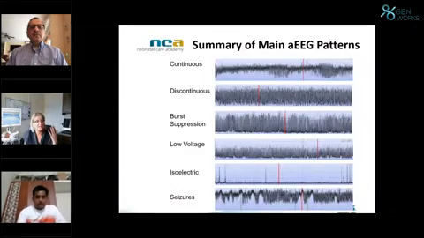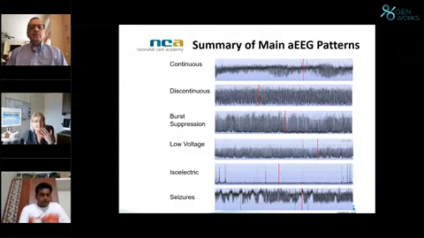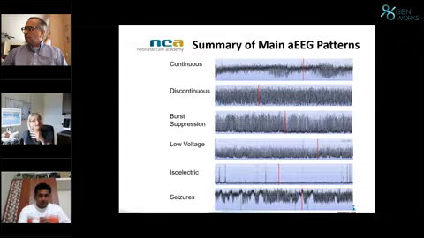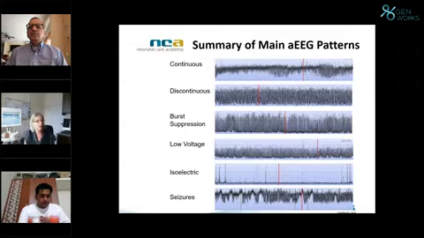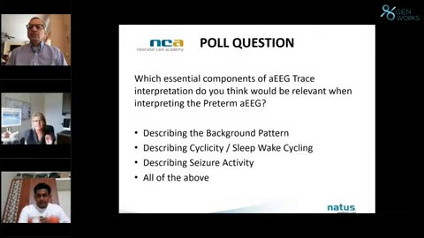Remember that when we're interpreting the AEEG trace, there are basically 5 background patterns that we see. That's the continuous normal voltage, discontinuous normal voltage, burst suppression, low voltage, and the isoelectric trace. And then, of course, we have the seizure pattern. That's just a basic recap for everybody on the background patterns that we have when we monitor infants with AEEG. We talked a lot more last week about interpreting those traces in the context of the full-term babies. So I'm now going to move into the context of the preterm baby.